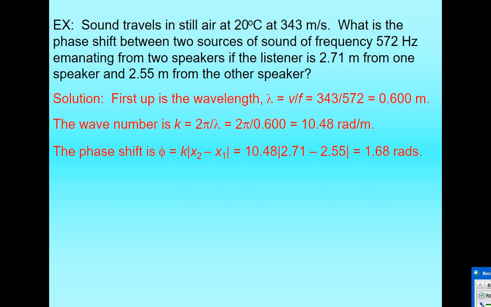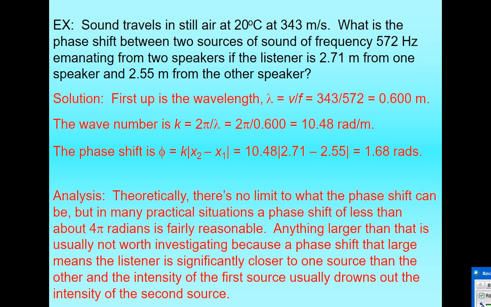Now, is this a reasonable answer? And yes, it is. These are not shockingly odd numbers. The speed of sound is 343 meters per second. 572 hertz is a perfectly ordinary sound as far as human hearing is concerned. There's nothing weird about being 2.71 meters, what is that, about 9 or 10 feet away from one, and about 7.5 or 8 feet away from the other. Nothing odd about that.